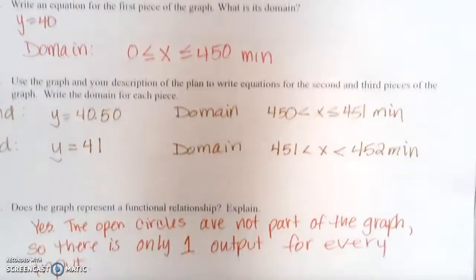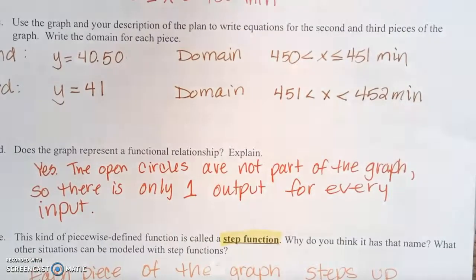So part D says, does the graph represent a functional relationship? And explain. All right, so for this part, you're going to say yes. The open circles in the graph, do you see how some of them are open and some of them are filled in? What we call closed. So some are open, some are closed. So the open circles mean that they're not exactly equal to, and they're technically not part of the graph.